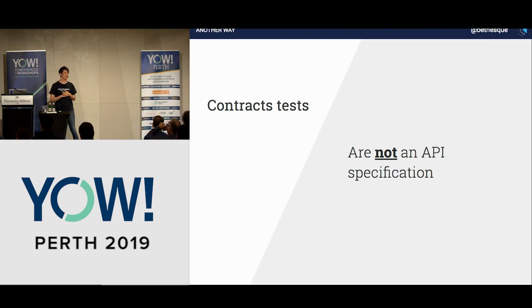Now, contract tests are not an API specification. So an API specification describes what a service will do for everybody, whereas a contract is a specific thing between one consumer and one provider. And this is what helps you make those changes quickly, because you know exactly what each consumer expects from each provider and whether the bit of code you're wanting to change is actually used by anyone.